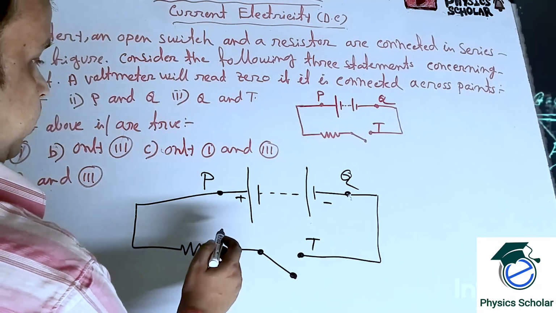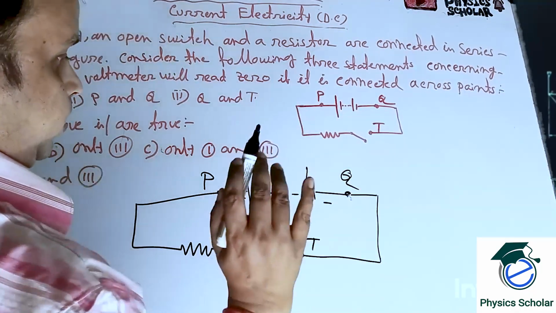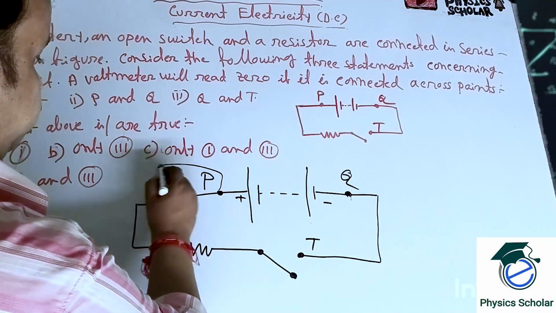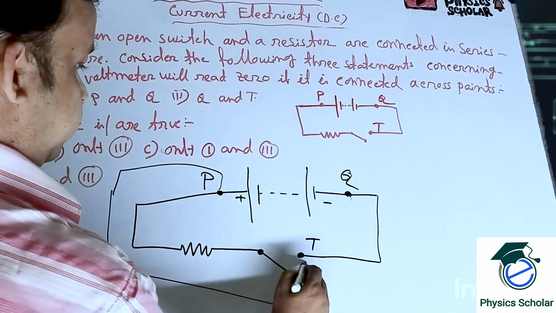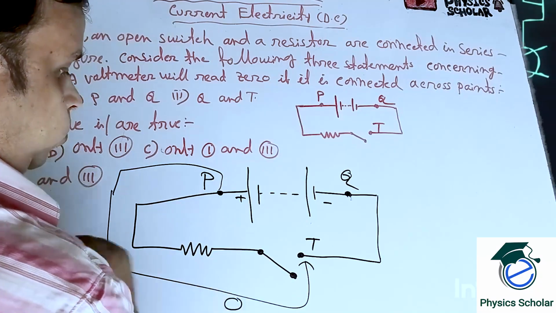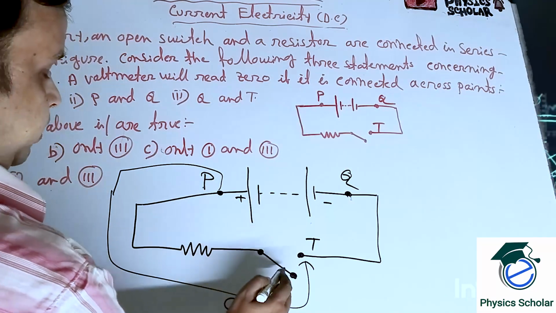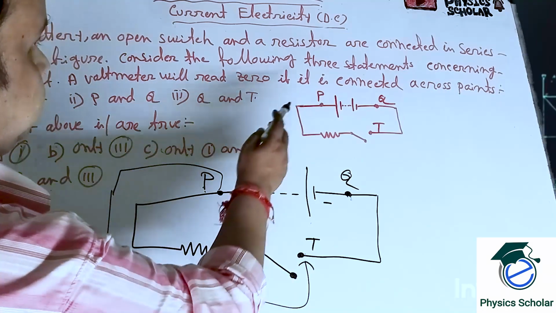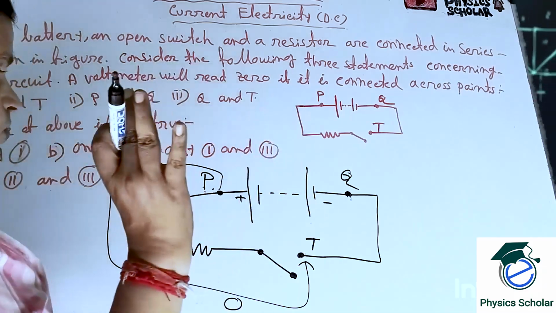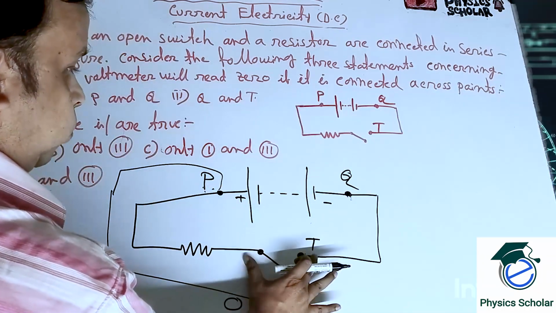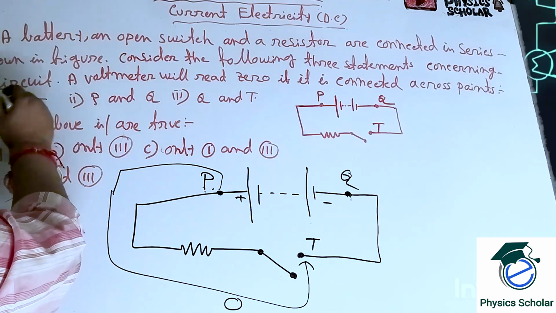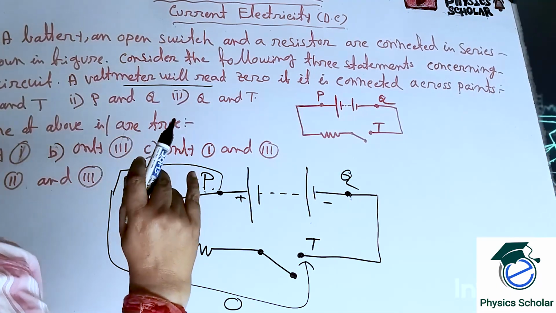As the circuit is open, no current will flow through it. So if the voltmeter is connected between P and T, the current through this path will be 0. As it is an open circuit, no current flows, so the voltmeter will give 0 reading. That means statement 1 is correct.